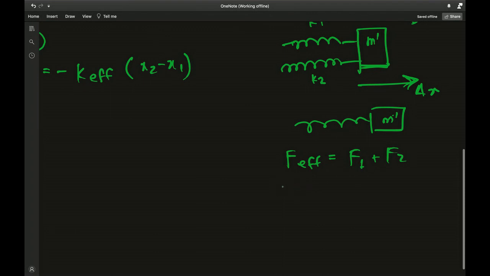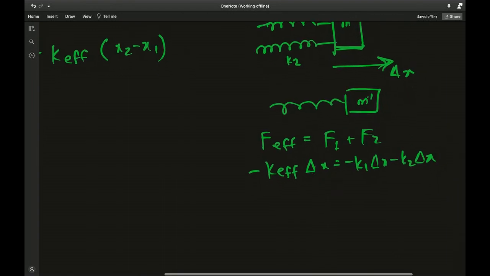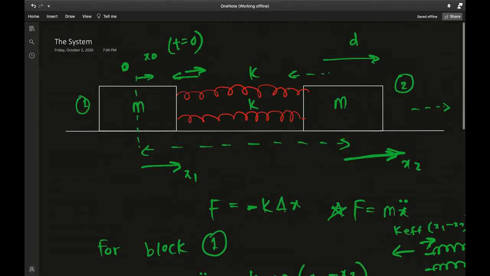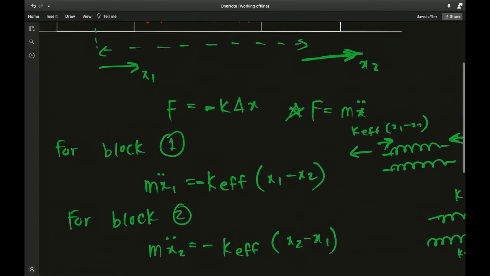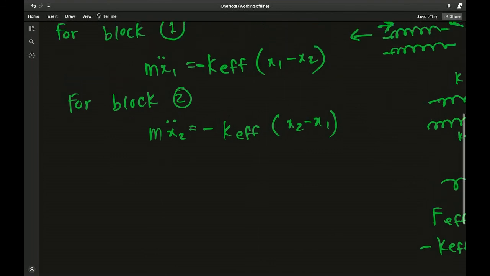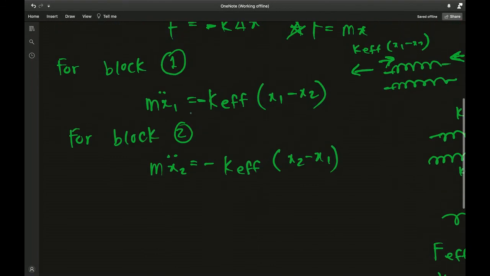Well, by Hooke's law, this is negative k effective times delta x is equal to negative k1 delta x minus k2 delta x. And as I said, delta x for the effective spring and for each of them individually is the same, so we can cancel this out, and cancel the negative out also. So k effective is k1 plus k2, and this holds true when springs are in parallel like this, and that's exactly our case. So k effective is just the sum of the individual spring constants. So k plus k, k effective is k plus k, giving us 2k.